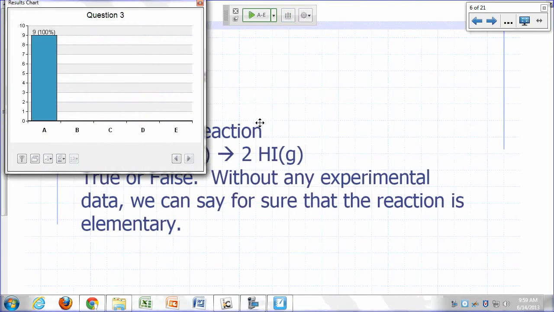The answer is false. What did I just say about reaction mechanisms? It has to be an educated guess, right, about what's going on. You have to base it on some kind of information. Regardless of how simple a reaction looks, you cannot say right away that you're dealing with an elementary reaction. Okay. In fact, this particular reaction is not a one-step reaction. Most reactions are typically multi-step. So several things could happen before this transformation can actually occur. Okay, so this is false.